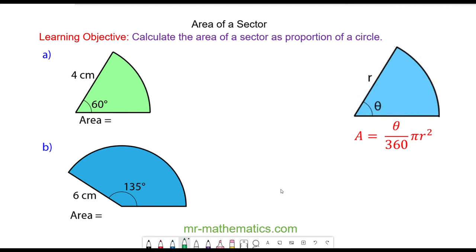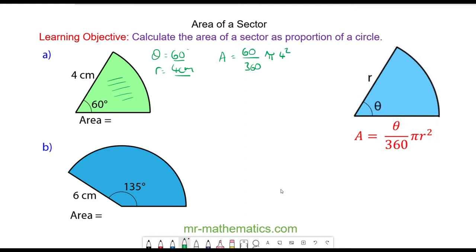We're going to use the formula to work out the area of this sector. We know that theta is equal to 60 degrees and the radius is equal to 4 centimeters. We'll substitute these two values into the formula. So the area is equal to theta, which is 60, over 360, multiplied by pi times the radius of 4 squared.